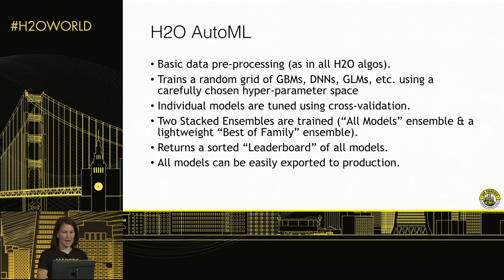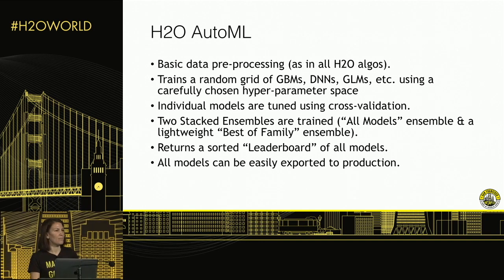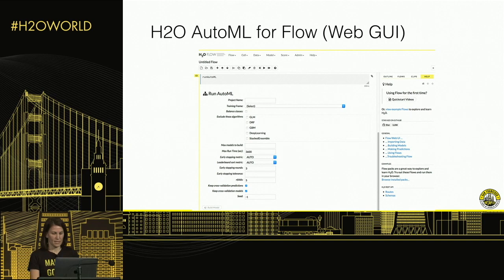And so what you get back from H2O AutoML is what we call the leaderboard. The leaderboard is a list, sort of a data frame, which lists all the models that you've trained and their performance, and it's sorted by some performance metric. You can specify how you want to sort. We have defaults, but you can change that. And just like all H2O models, they can be exported to production pretty easily.